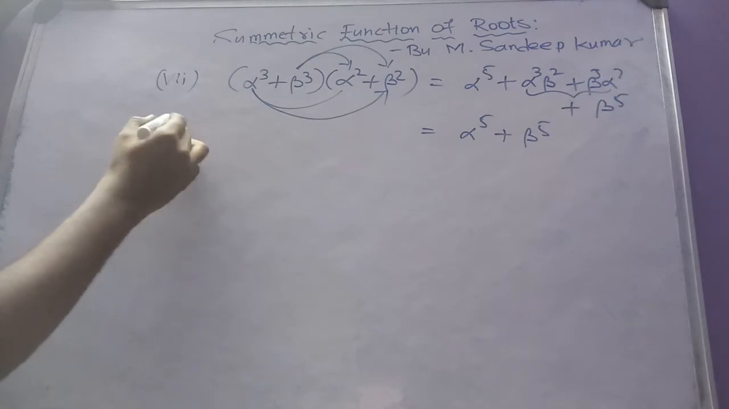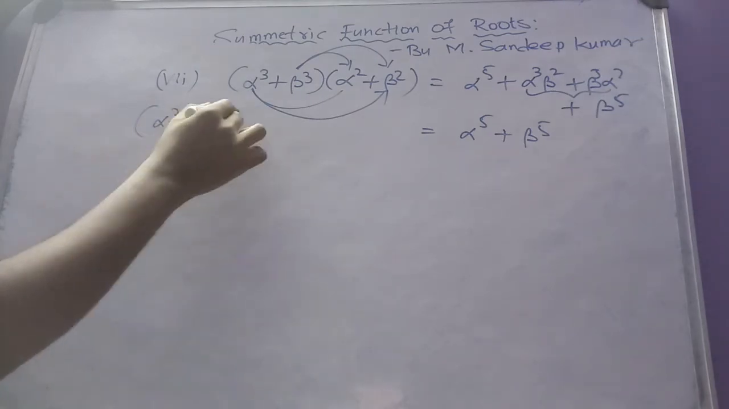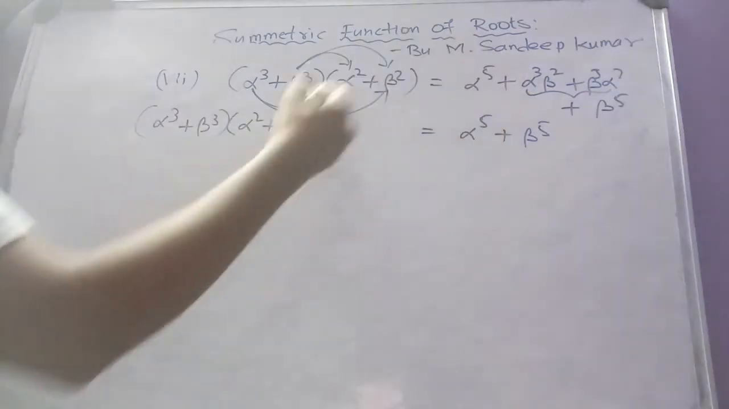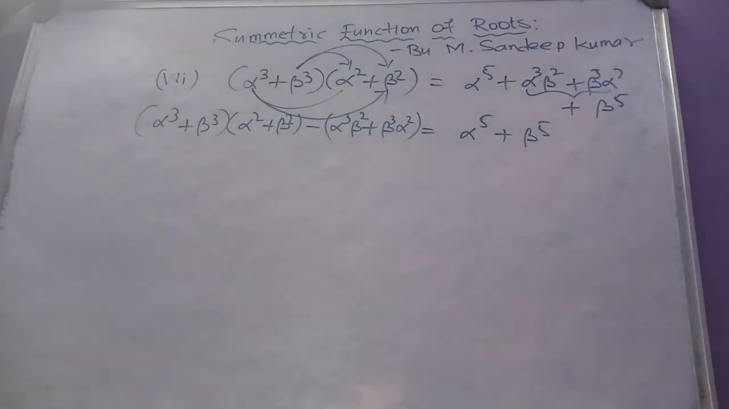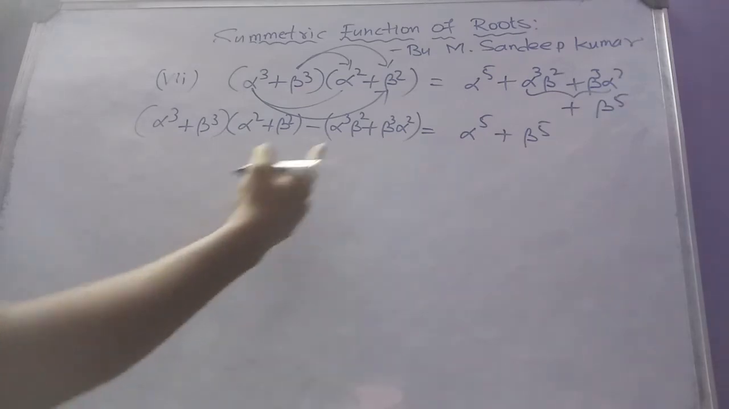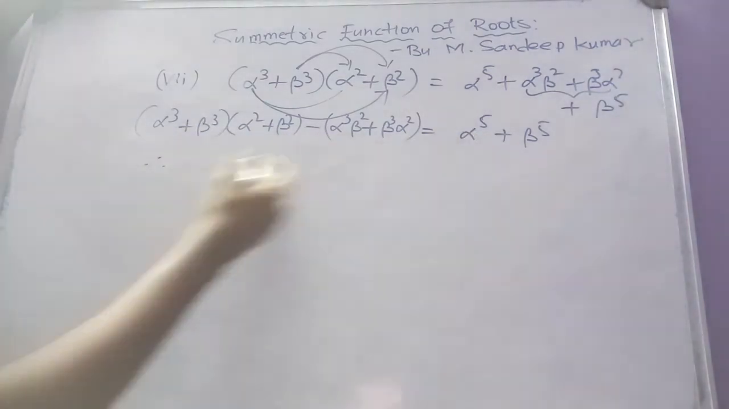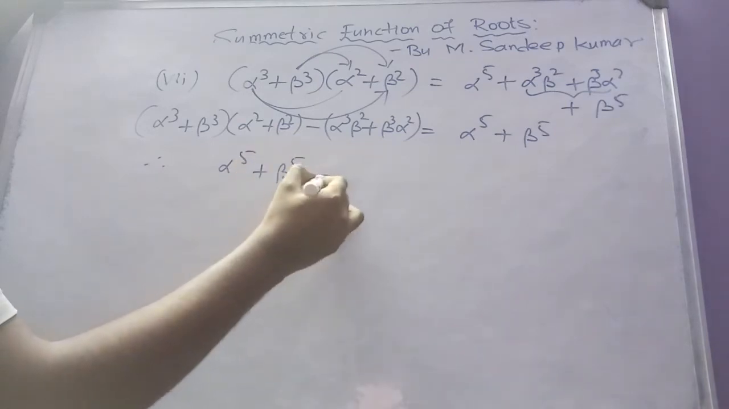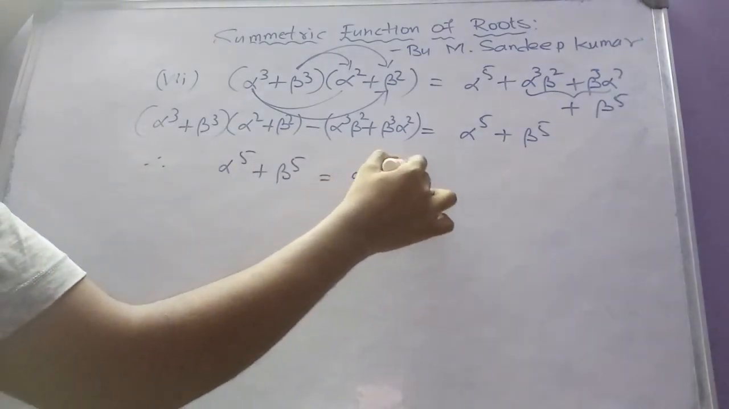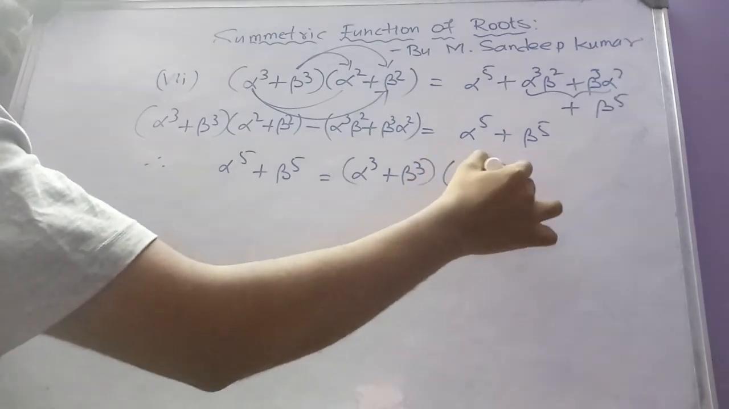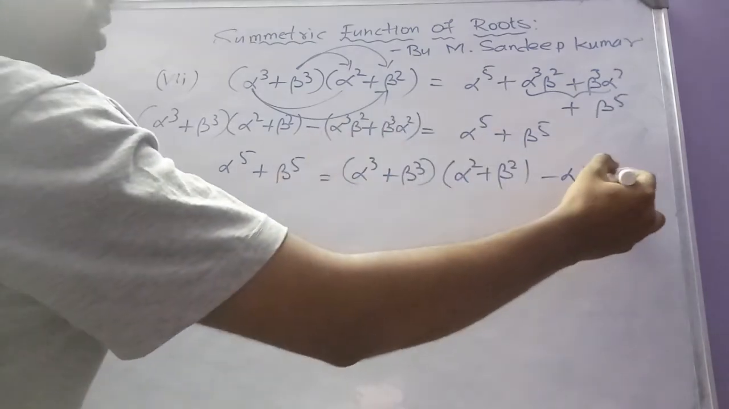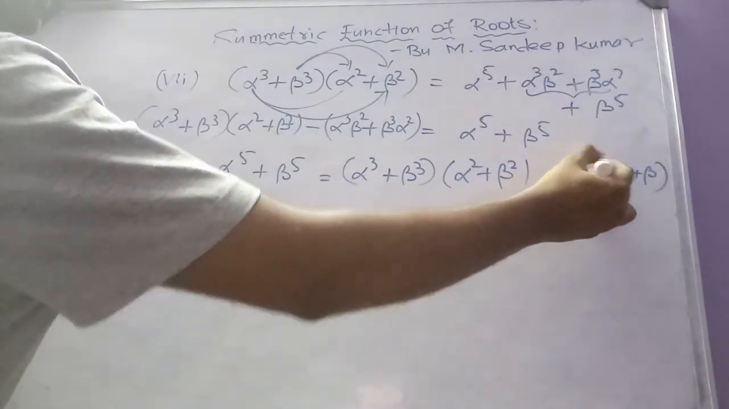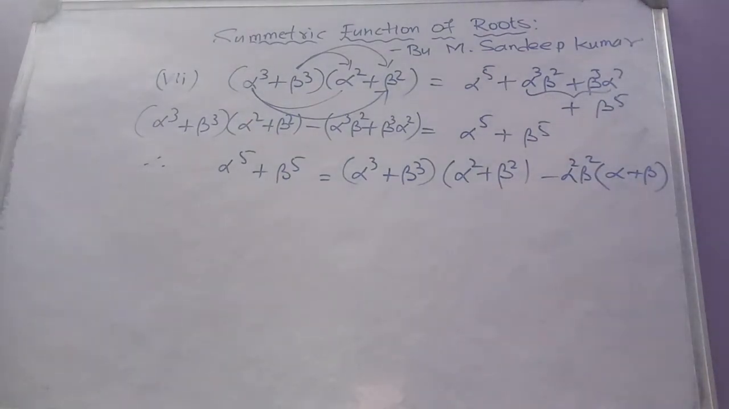So what will you get? (Alpha cube plus beta cube) into (alpha square plus beta square) minus of (alpha cube beta square plus beta cube alpha square). So therefore I'll rewrite it. I'll take this in the LHS. Alpha power 5 plus beta power 5 is equal to (alpha cube plus beta cube) into (alpha square plus beta square) minus, I can take alpha square beta square common, into (alpha plus beta). Correct? If I take alpha square beta square common, I'll get alpha plus beta.